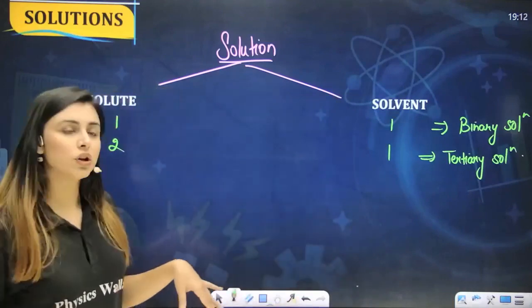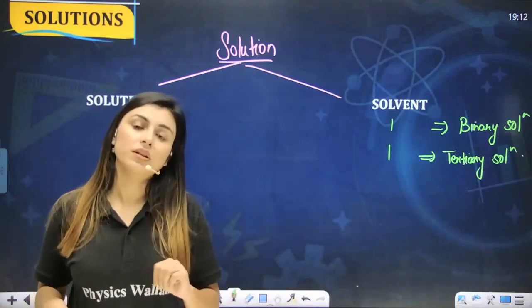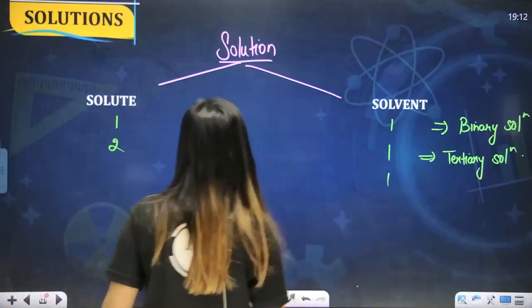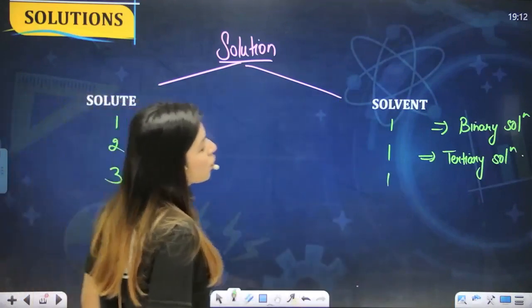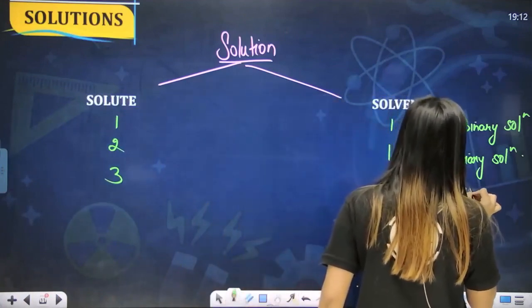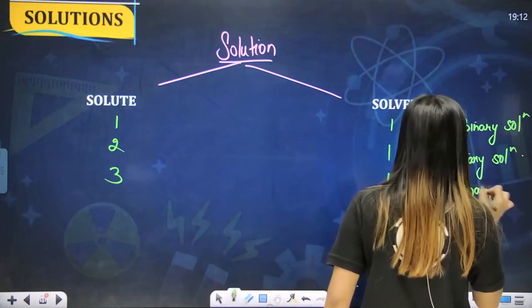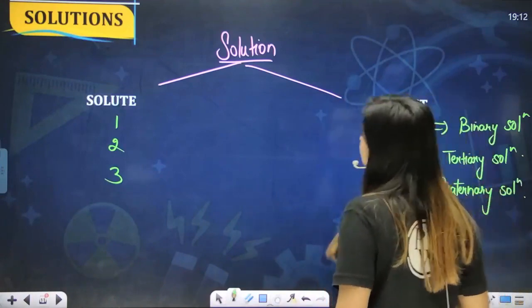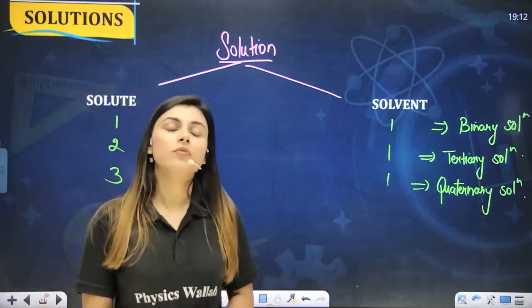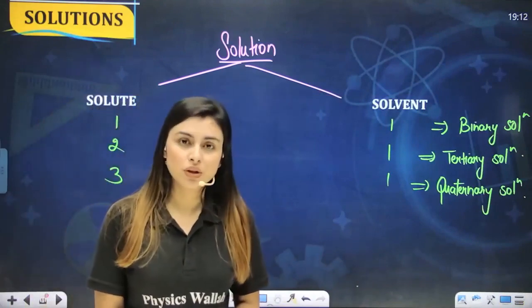Now let's move forward to the next part. If you have four components, what will happen? If I have four components, then one will be a solvent and the other three will be solutes. This type of solution is known as a quaternary solution. And you are generally asked out of these only. So this is how you classify a solution and identify which type of solution it is.